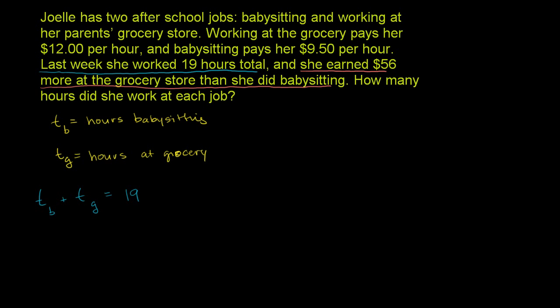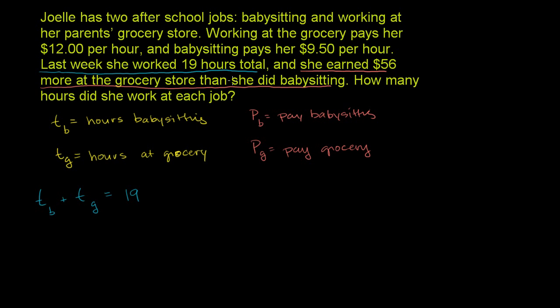So let me define two more variables here. So this is the pay babysitting, her total pay babysitting. And let's say P sub G is equal to the pay at the grocery store. Now, what are these terms? If we just look at this second statement right there, she earned $56 more at the grocery than she did babysitting.